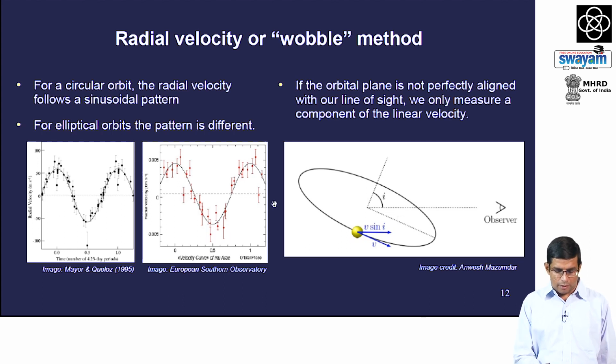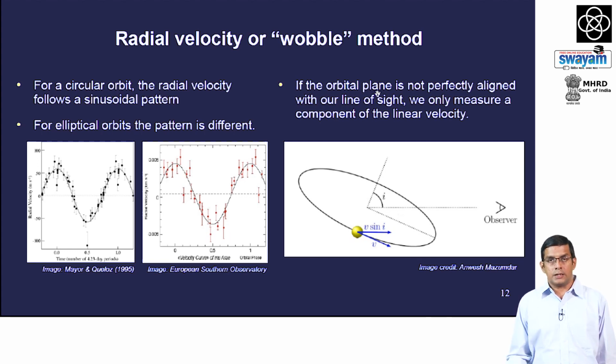This is a similar graph for another star. Now, if this is a circular orbit, then we have a regular sinusoidal pattern. For elliptical orbits, the pattern is different. Here we confine our discussion to the circular orbits.